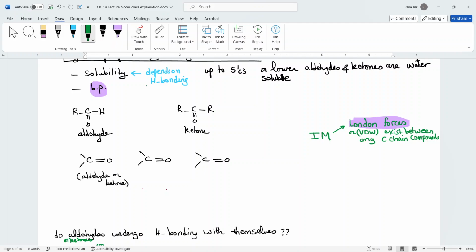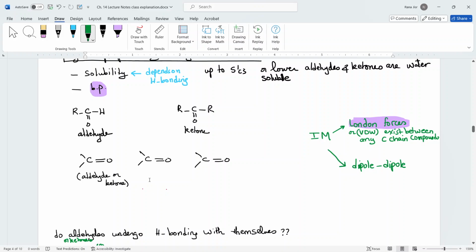The second type of intermolecular force is the dipole-dipole interaction. That dipole-dipole interaction normally exists when the functional group has an electronegative element. These types of intermolecular forces are stronger than the London forces, way stronger than the London forces. They are not very strong, but they are stronger than the London forces.